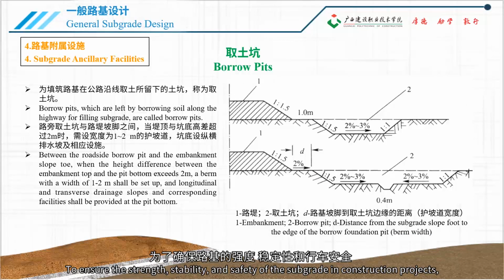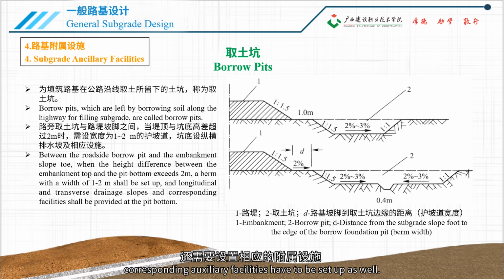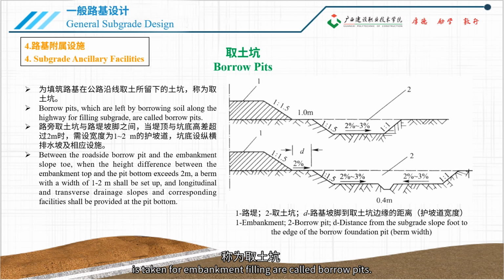To ensure the strength, stability, and safety of the subgrade in construction projects, in addition to the main project, corresponding auxiliary facilities have to be set up as well. First, let's learn about the borrow pits. Pits left along the highway from where soil is taken for embankment filling are called borrow pits.